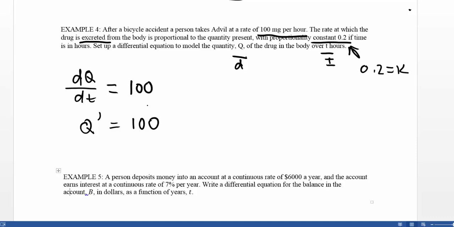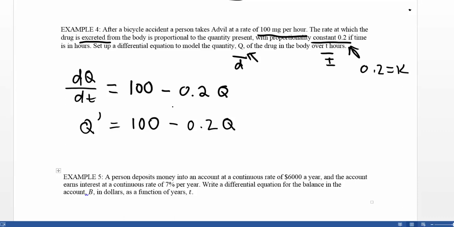Now, the rate at which the drug is leaving the body is proportional to the quantity present. So it's related to this Q. So that means we have this 0.2Q as the amount that's leaving the body. Since it's leaving the body, that means we need to subtract it off. So our differential equation looks like this.